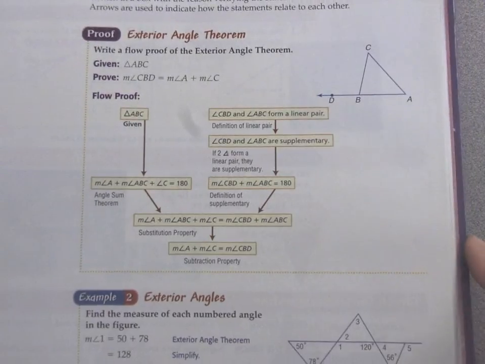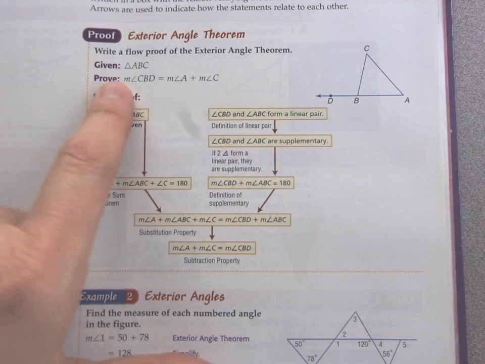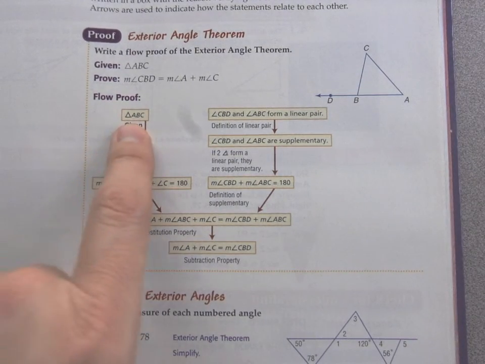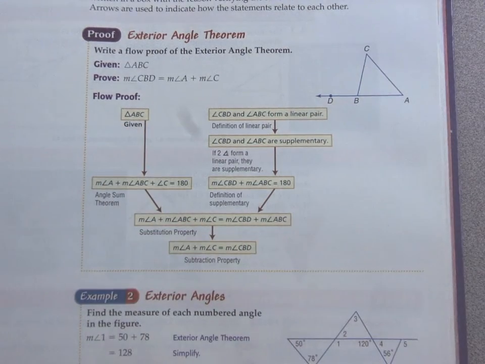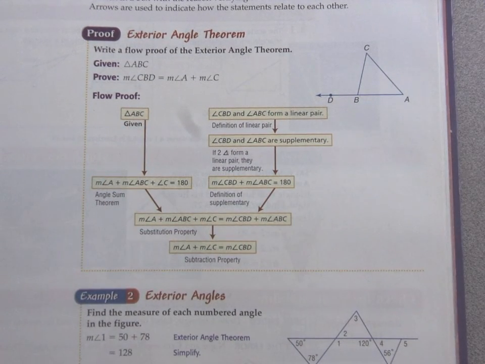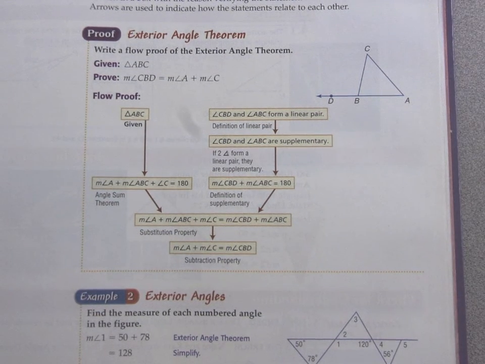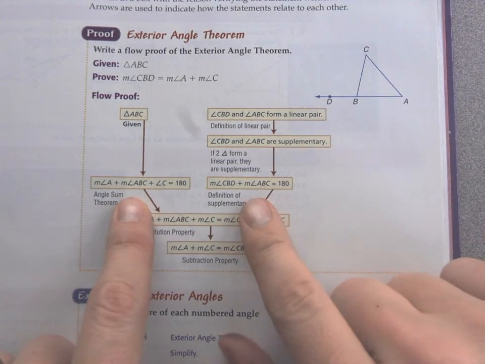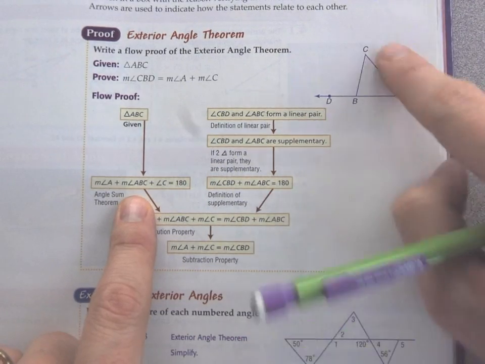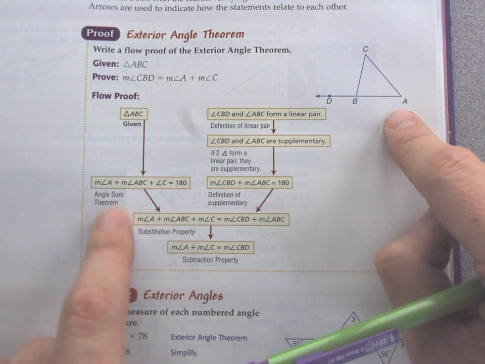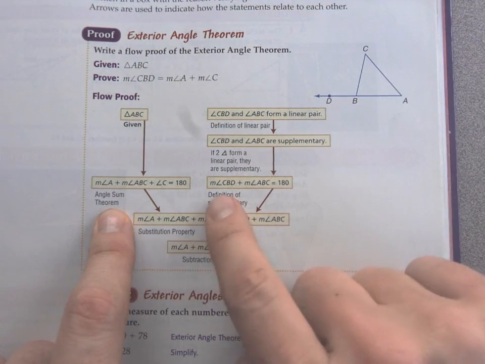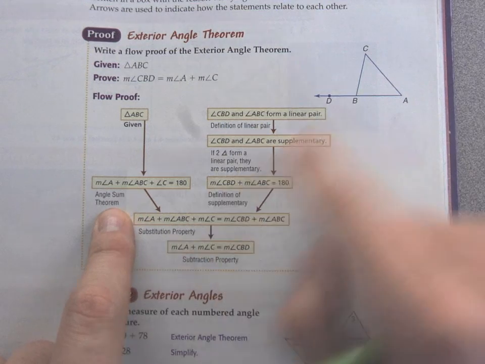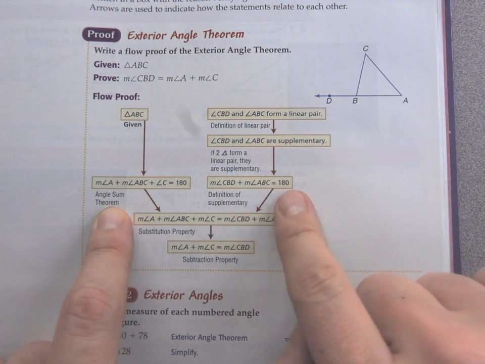This is their flow proof. So they started with a triangle. Now our given was a little bit different. I said, not only do I have a triangle, I have this exterior angle. And so, I don't know, there's a little bit of variation on what you can assume from the picture, or what you will assume, or what you have to state. So that's a little bit different in our proof. That's okay. But notice they have the two triangle ideas. They have the idea that the sum of the angles of the triangle add to 180. They have the angle sum theorem. But they also have the idea that the linear pair here adds to 180 as well.